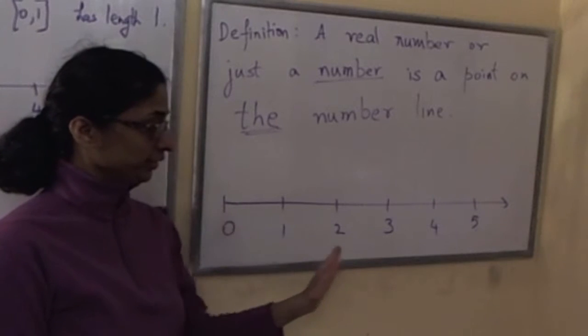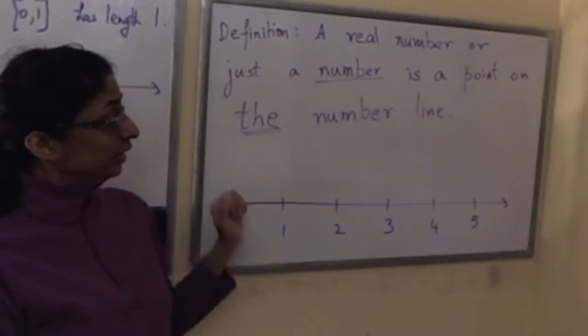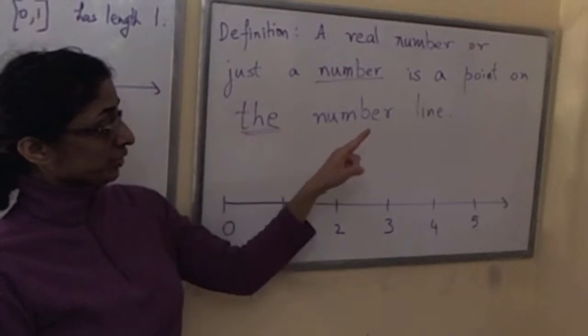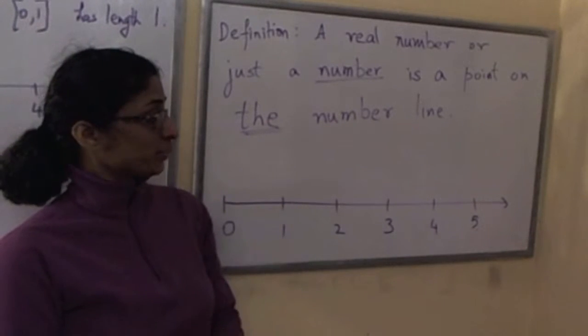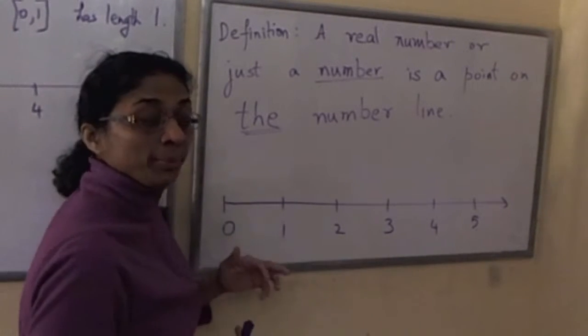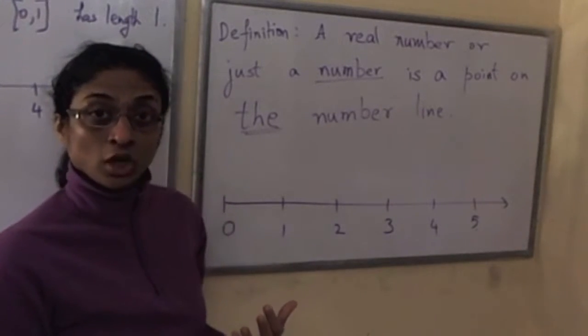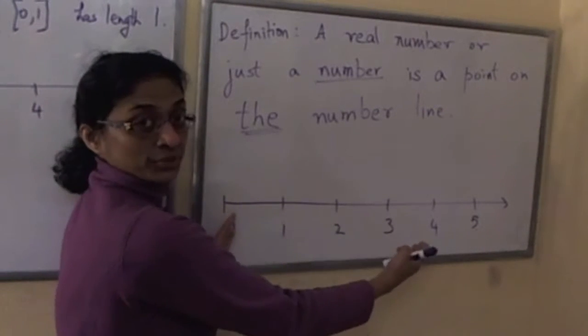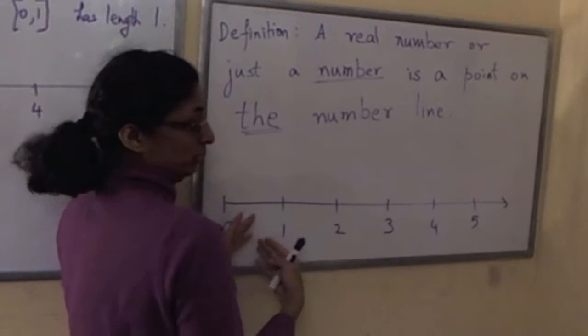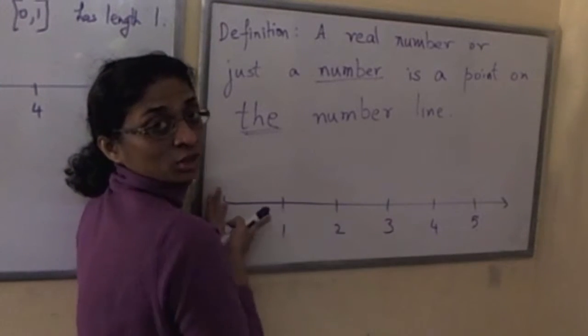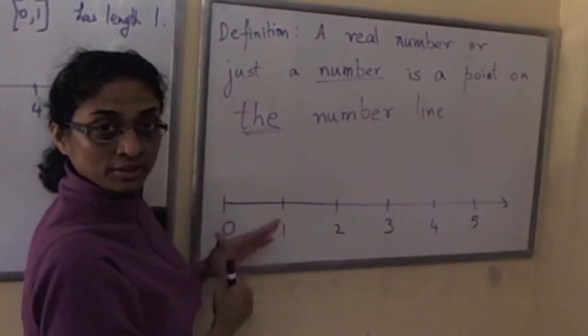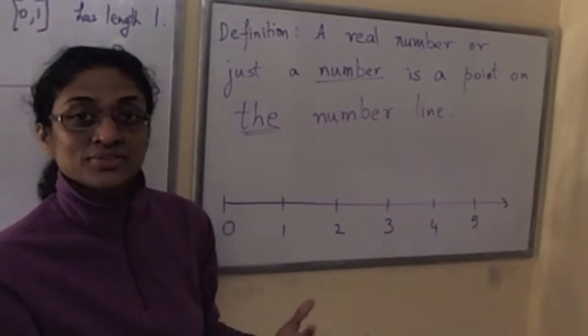So here's a figure of a number line. Let's read the definition. A real number, or just a number, is a point on the number line. Up until now, when we say a number, we've most likely thought it was one of these whole numbers. But what we're noticing is whole numbers are just a very small subset of all of the numbers on the number line. Every point on the number line is a number.